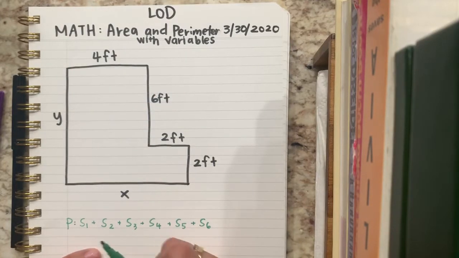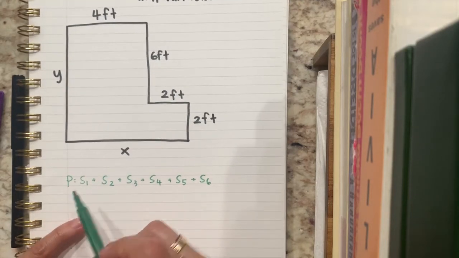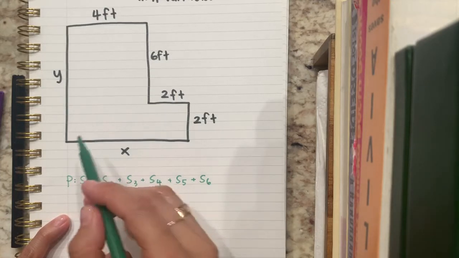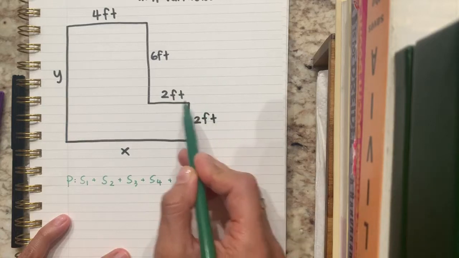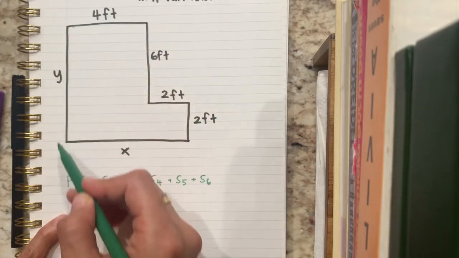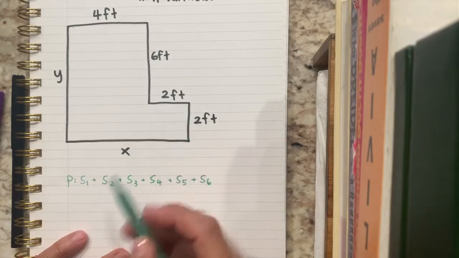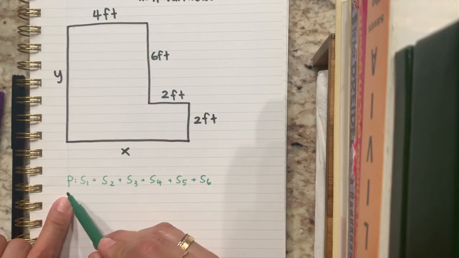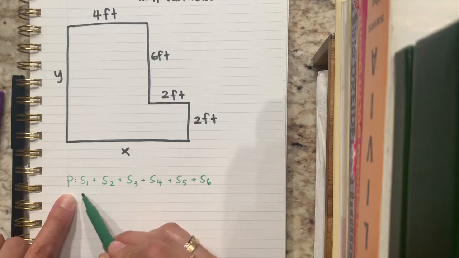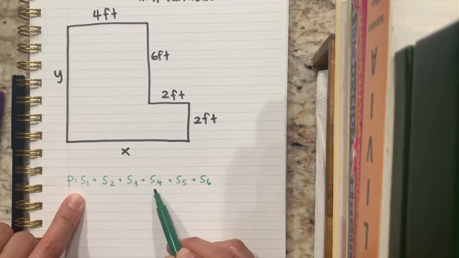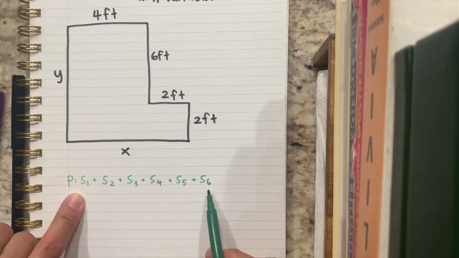So as a reminder, perimeter, I'm going to scoot this up a little bit. Perimeter is basically, if you can imagine, building a fence around this entire area. So we're looking at the outside of this odd shape. So here I put P. P is equal to, perimeter is equal to side 1 plus side 2 plus side 3 plus side 4 plus side 5 plus side 6.